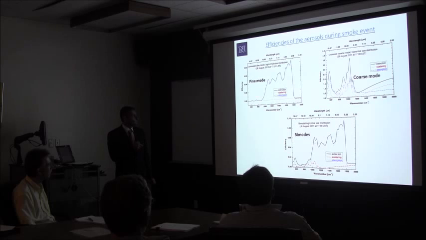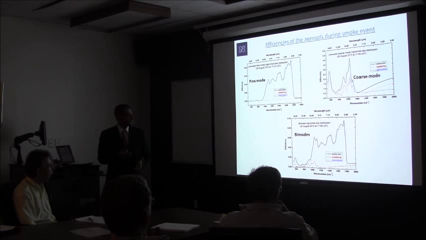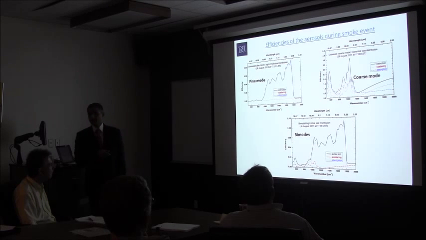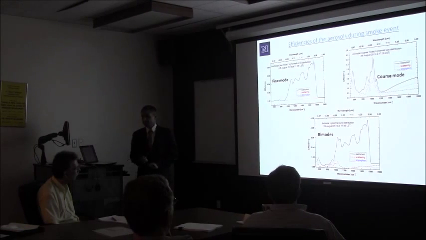In the fine mode, the scattering is very, very low. And this means the extinction is mainly due to absorption. But if you look at the coarse mode, both scattering and absorption are significant and both contribute to the extinction. And the efficiency of the bimodes closely resembles the features of the fine mode. Why does this happen? This is because the fine mode was the dominating mode for that case.